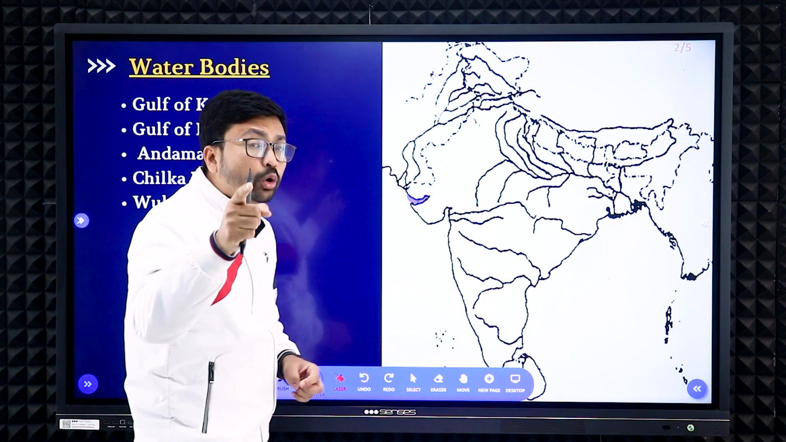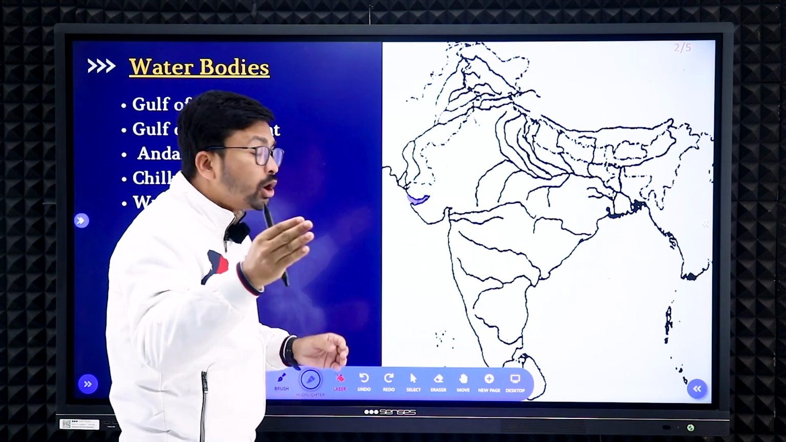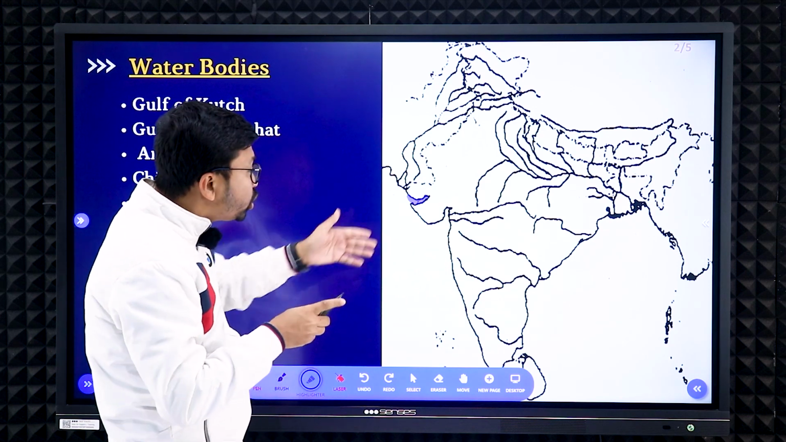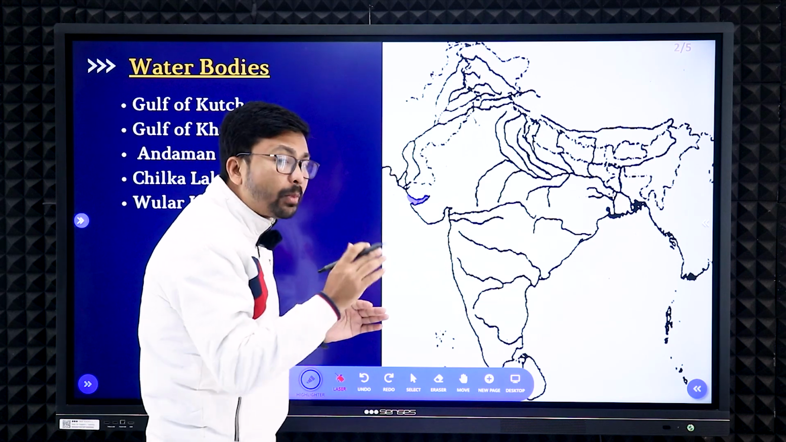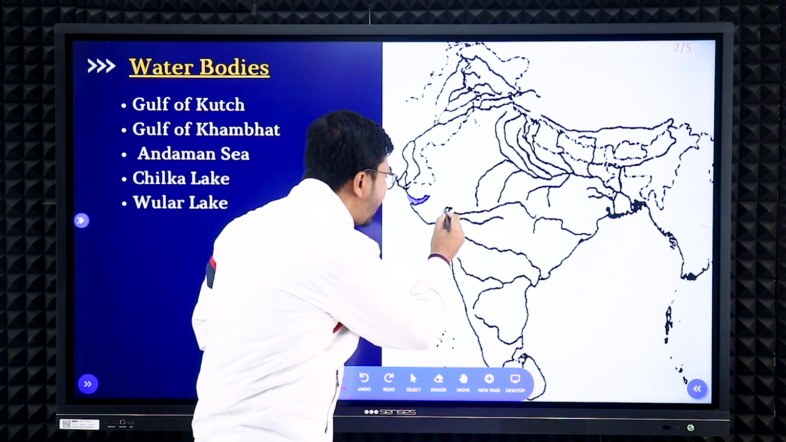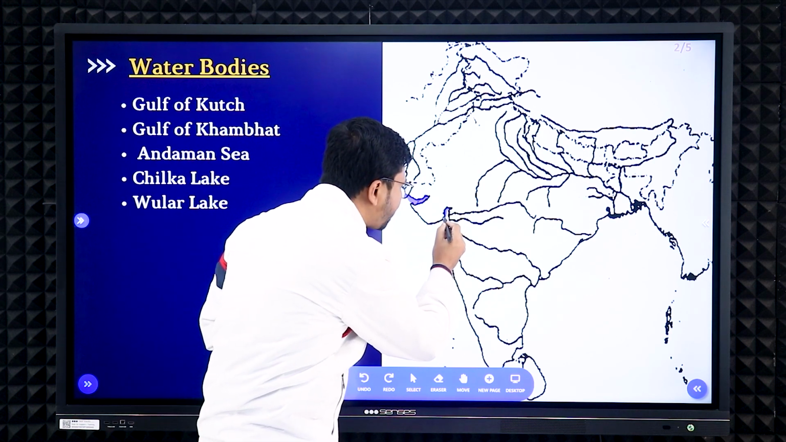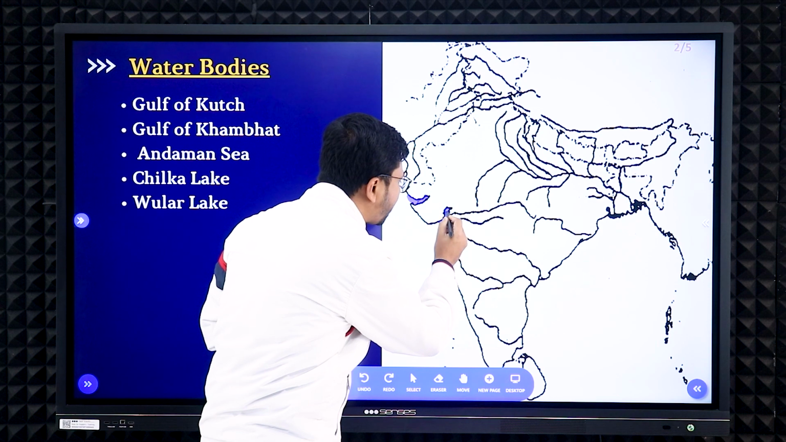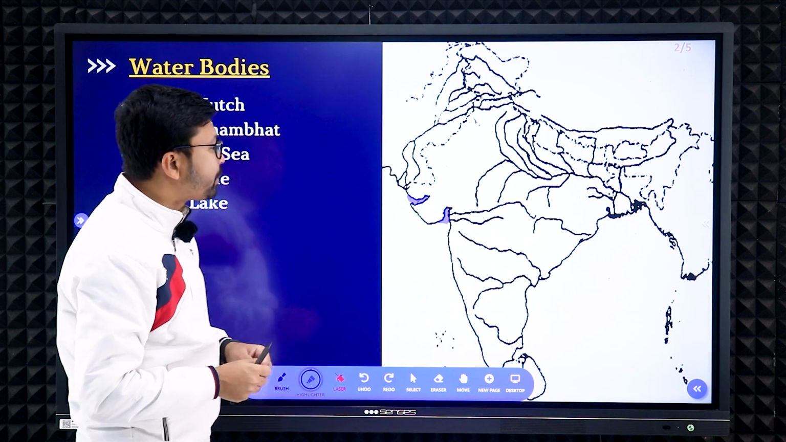Here you can see the clue, Narmada and Tapi river. Where the Narmada and Tapi river join, those areas, those curves you need to mark. That is the Gulf of Khambat. So I am marking it here. Just observe it very carefully. So this one is the Gulf of Khambat, right? This one is Gulf of Khambat.